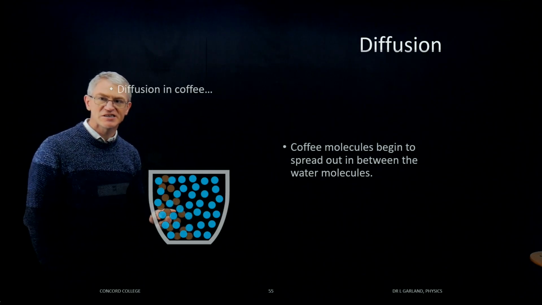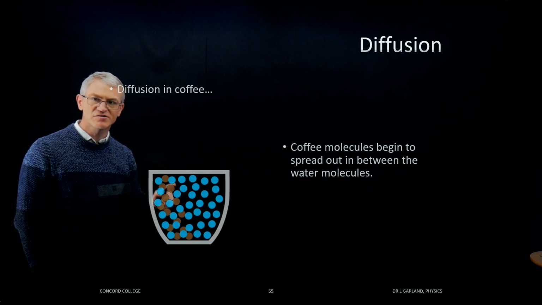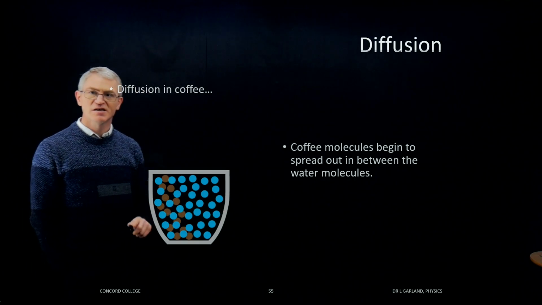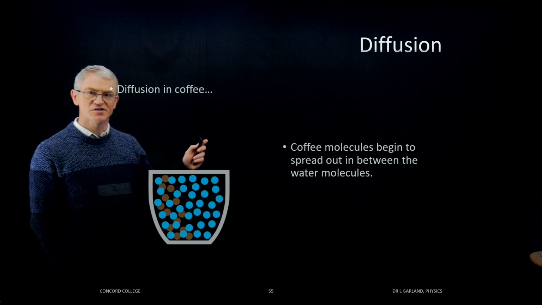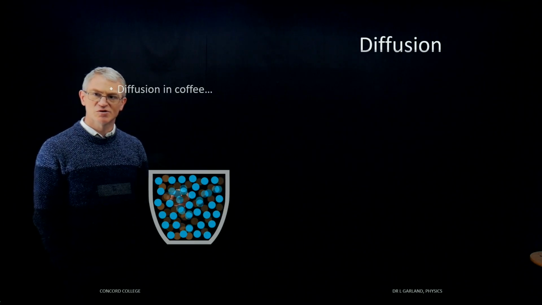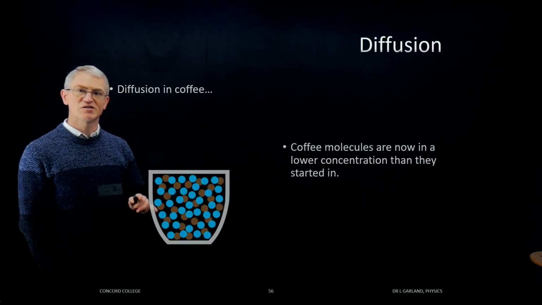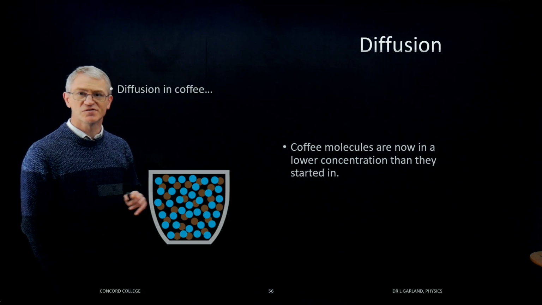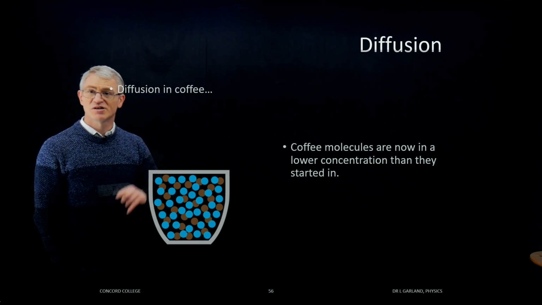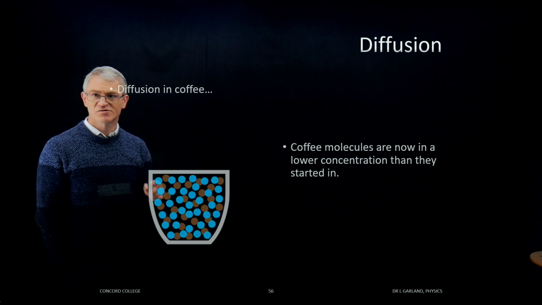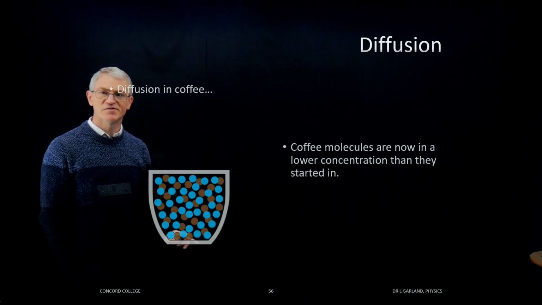Now, if we look here, we see it spreading. See, it's starting to spread. This high concentration is spreading out, and you're getting this diffusion in the coffee. They spread out between the water molecules, and then eventually they're spread out all the way through, and you now have a beautiful cup of coffee to drink. And they're in a lower concentration than they started with. So high concentration here, but now they're spread over a big volume.